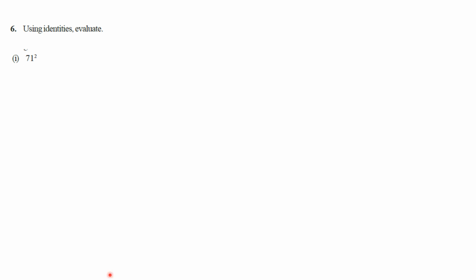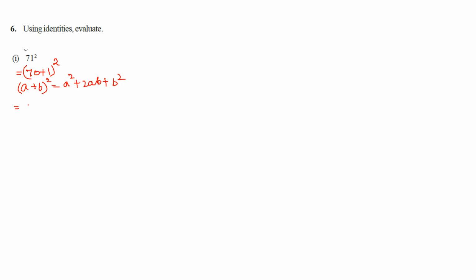Now question number 6, using identities evaluate. Evaluate means you have to find the value, but you have to use identities to find the value. So first one is 71 square. In this type of question, first you have to find out 71 is near to which tens, whether it is near to 70 or it is near to 80, like that. So clearly I can see 71 is near to 70. So now I'm going to write 71 as (70 plus 1) whole square. And then I can use the identity (a plus b) whole square, right? (a plus b) whole square will give me a square plus 2ab plus b square.